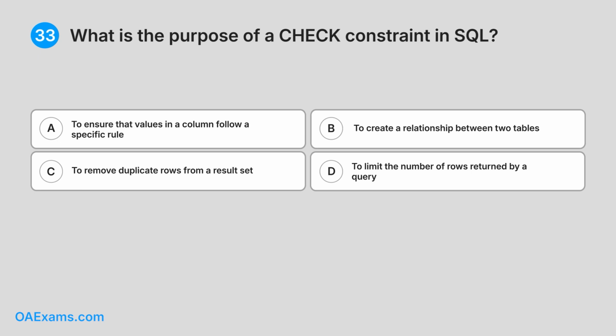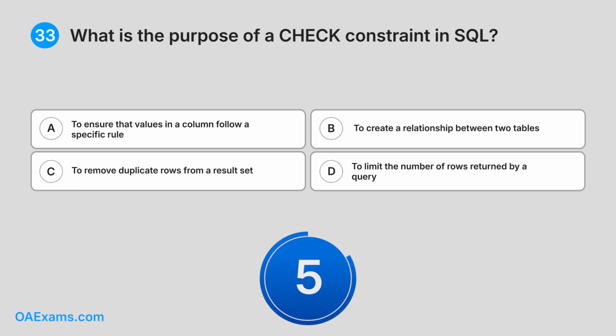A. To ensure that values in a column follow a specific rule. B. To create a relationship between two tables. C. To remove duplicate rows from a result set. D. To limit the number of rows returned by a query. Can you guess the answer?